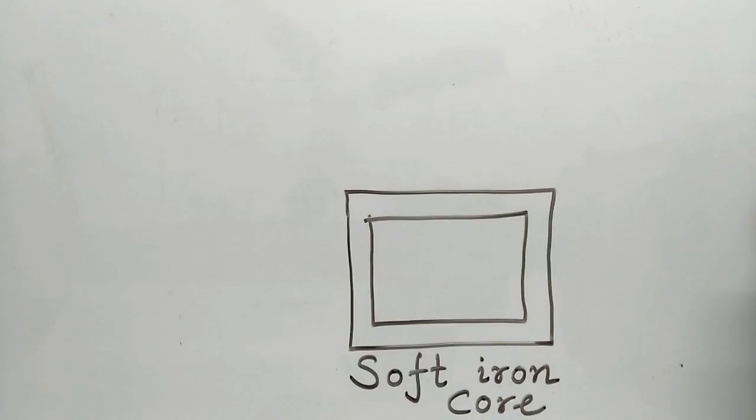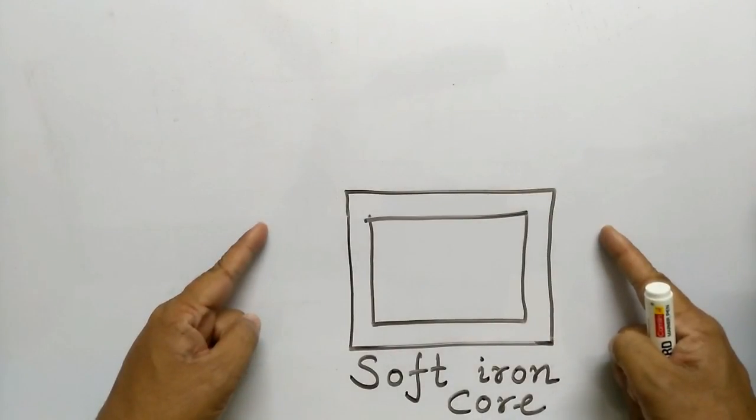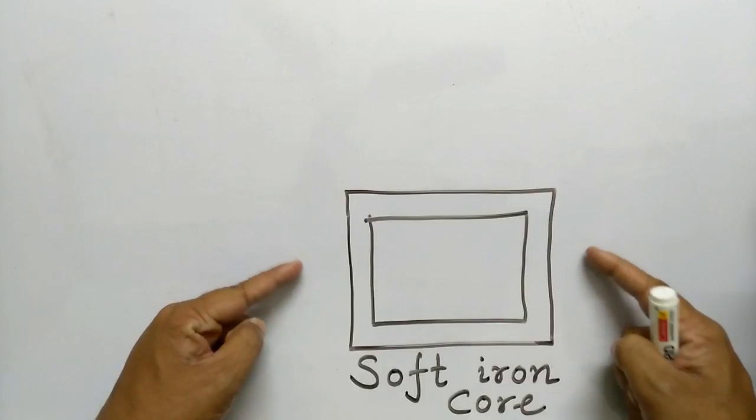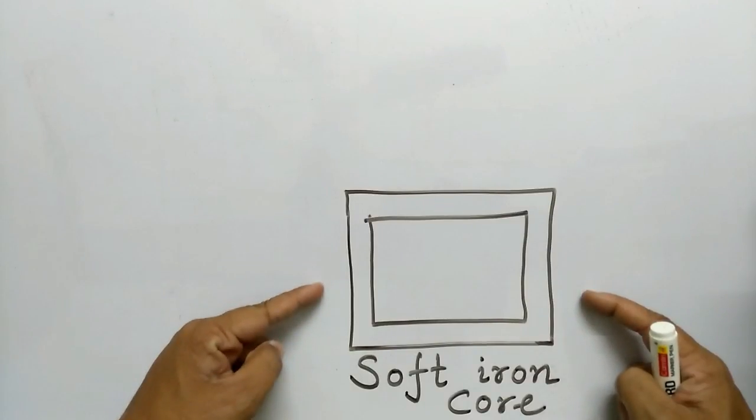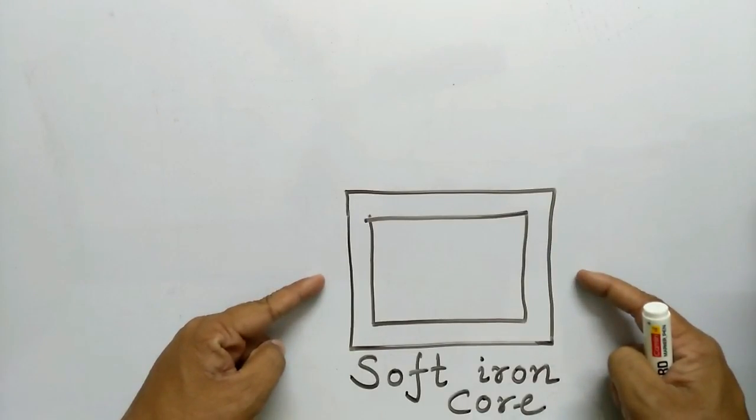In our last video, we discussed what a step down transformer is, and in this video we are going to discuss a step up transformer. As you can see, it's a soft iron core, the structure where we have to make the coils. So let us make it.